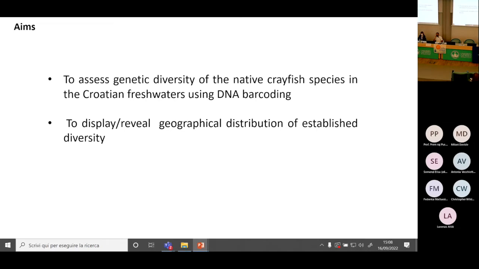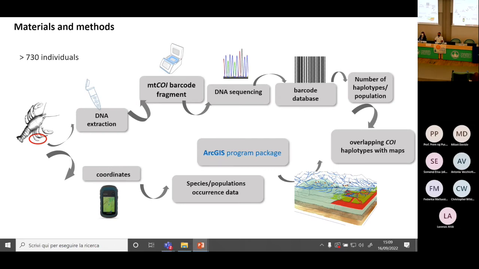I said it is simple, it's just a tiny little part of the things that we've been doing on freshwater crayfish. So the aim, simply put, was to assess genetic diversity of the native crayfish species in Croatian freshwaters using DNA barcoding, and also to display that diversity in space, or basically to show it on geographical maps. In this presentation, I will show the results for more than 730 individuals.